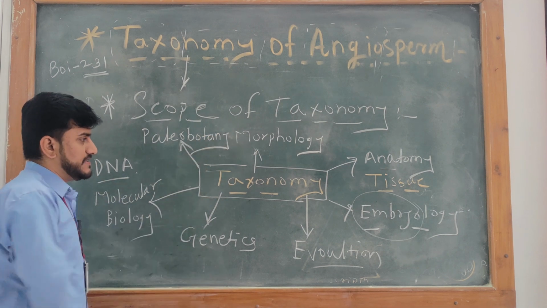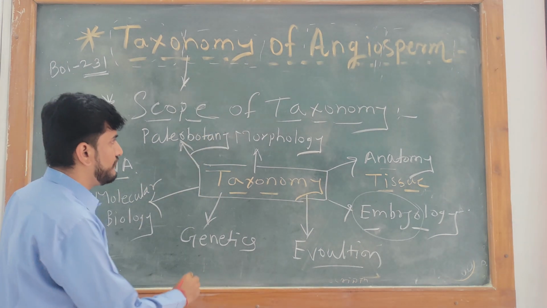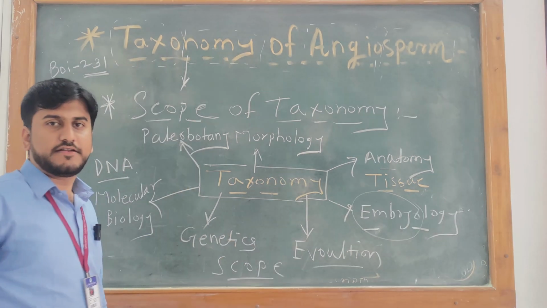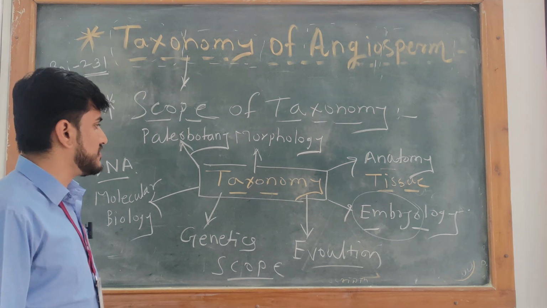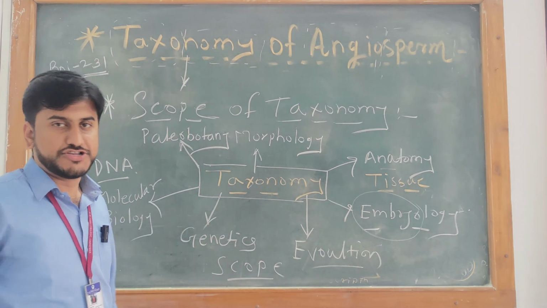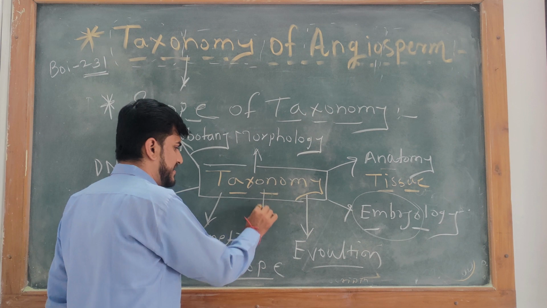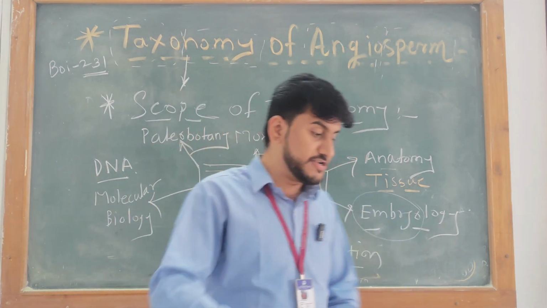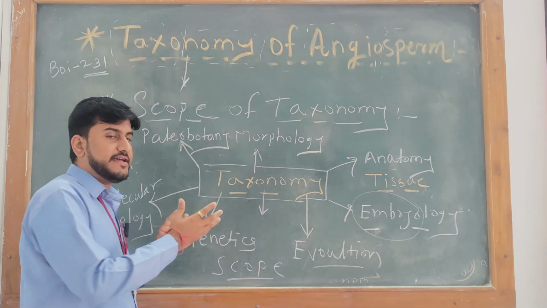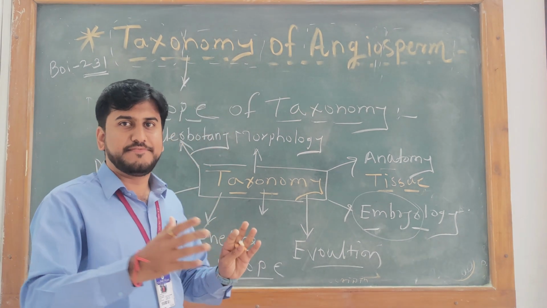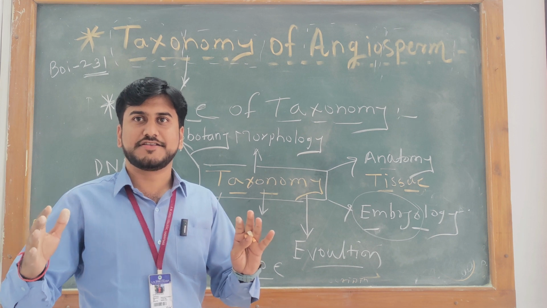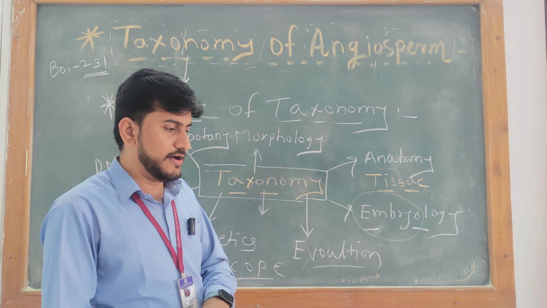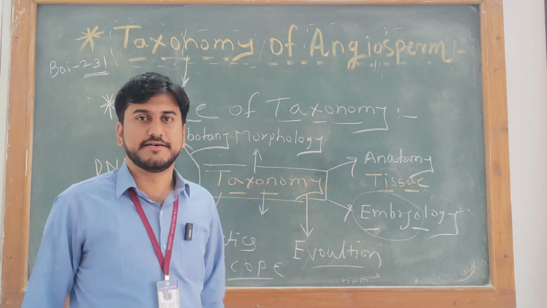So this is the scope of taxonomy. We utilize it in the taxonomical branches. So taxonomy is a very easy topic for students to understand: to identify, classify, describe and name the plant groups. Okay, so the next point will be discussed in the next lecture.